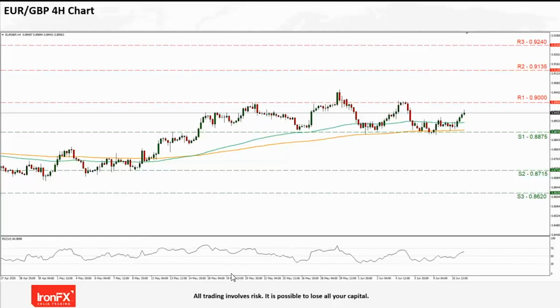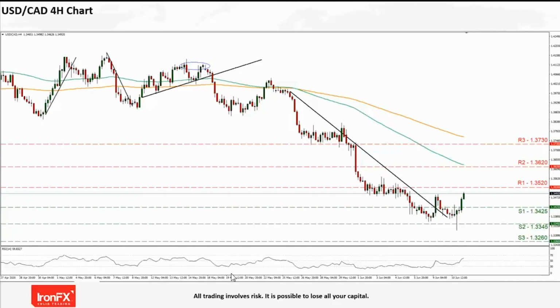Moving now to USD CAD. In the 4-hour chart, the CAD is significantly related to price action in the oil markets, and traders should have in mind the weekly data figures regarding oil production and demand. Any rise of oil prices tends to support the CAD and vice versa.